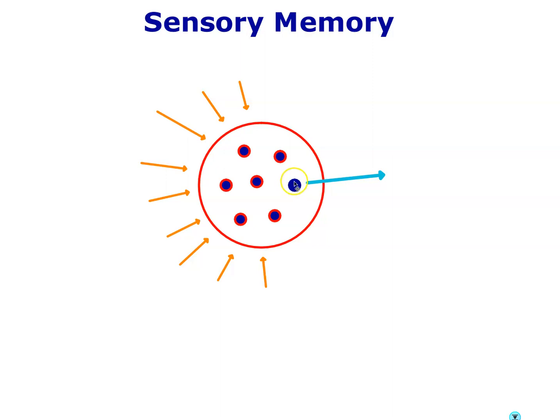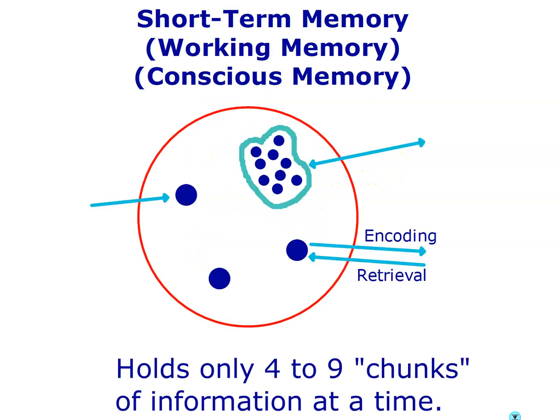But some of the information that's come in, it might be what I'm speaking about right now, you think about that, and that ends up going from your sensory memory into your short-term memory. Your short-term memory, also called your working memory or your conscious memory, is basically what you're thinking with right now. When you're actually using your brain, you're using whatever information is in your short-term memory. And brain scientists have said that the short-term memory can't hold much information.